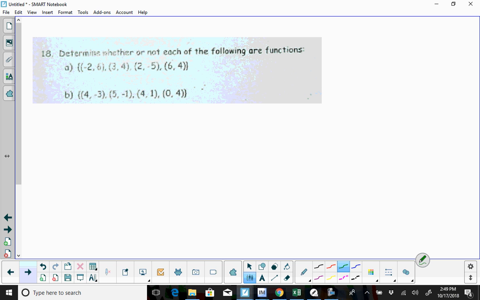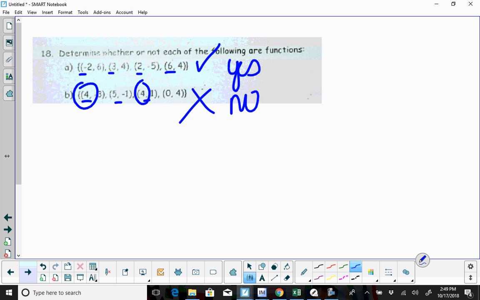All right, given a set of ordered pairs to tell whether it's a function, you look at the domain. Domain are your X values. Your X values cannot repeat. So as long as every one of your X values are independent, then you're good. If any of them repeat, then you're not. So this is a function and this is not a function.